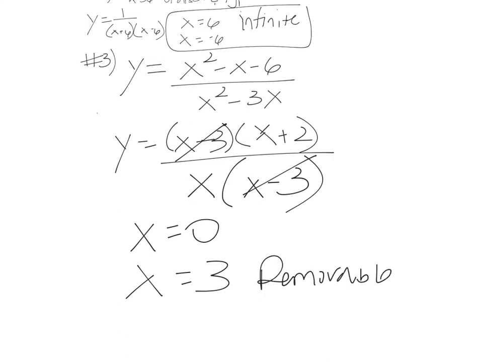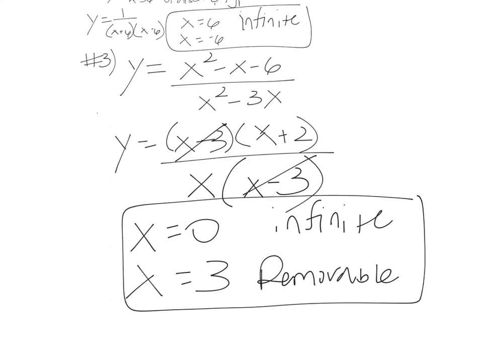Whenever anything can reduce, yep, exactly, it's a hole in the graph. And then at x equals 0, it doesn't reduce, so it's going to be a vertical asymptote, so that would be infinite. Oh, there's two. Yep, there's 2 this time. Well, there were 2 last time, but they were different. They acted differently. One was infinite and one was removable.